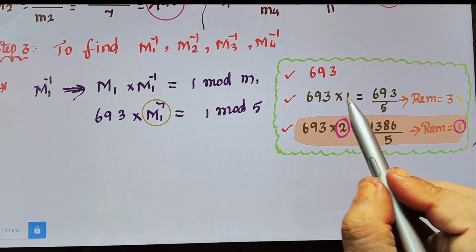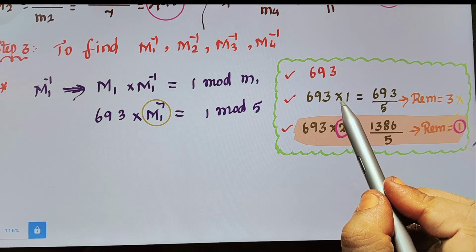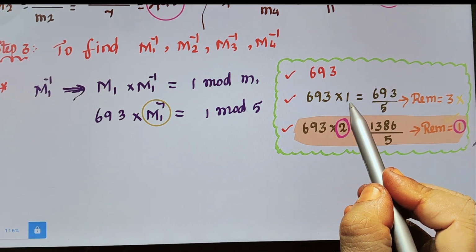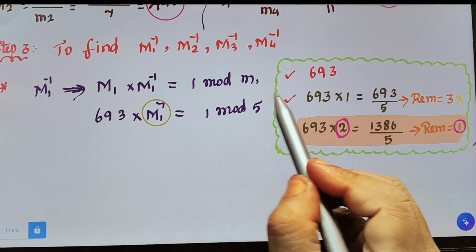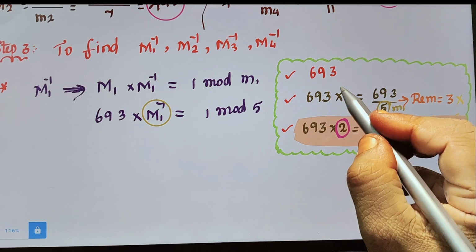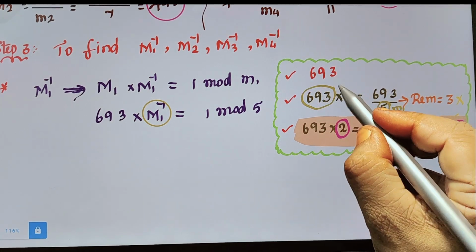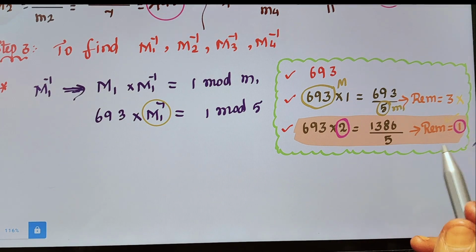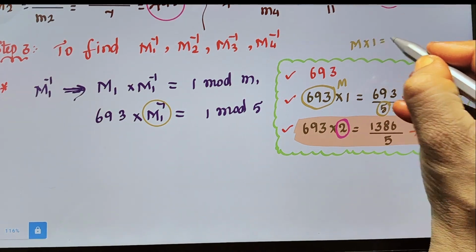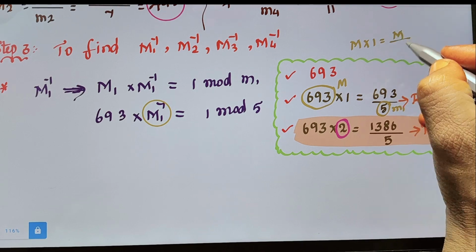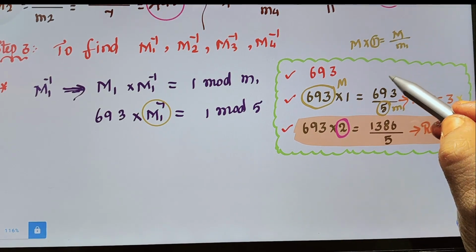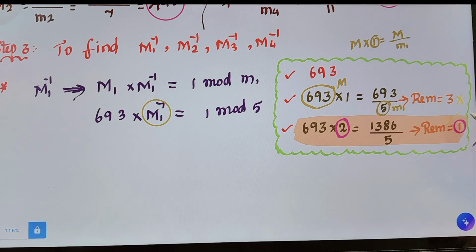Our aim is to receive the remainder value as 1. Right, so write one by one: 693 into 1 equal to 693 divided by 5. See the procedure: 693 into 1 equal to 693 divided by this small m1 value. This is for small m1 value, and this is for capital M1. It's a formula: M into 1 equal to M divided by m1. Likewise, this 1 is to be varied until we receive the remainder value as 1.